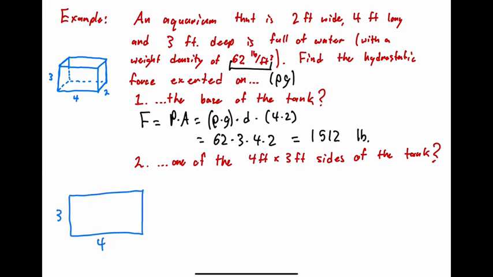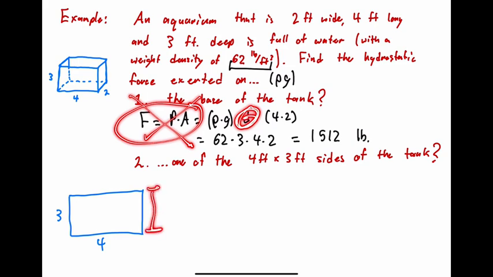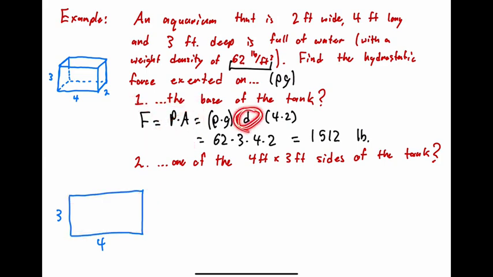We would like to use the formula force equals pressure times area, but we can't just apply this formula as is. Why not? Well, the depth is changing throughout this side of the tank. At the top, the depth of the water is 0, and then we have 3 feet of water at the bottom, so we don't have a constant depth. We cannot simply use the formula force equals pressure times area in order to calculate hydrostatic force in this example. So how do we solve this? The answer is an integral.